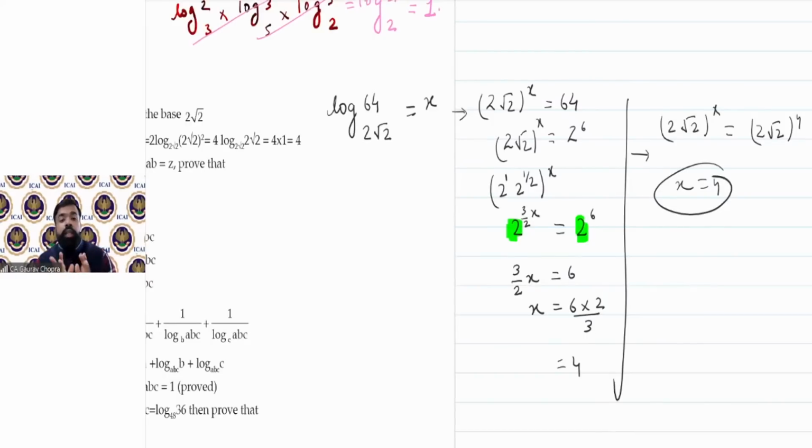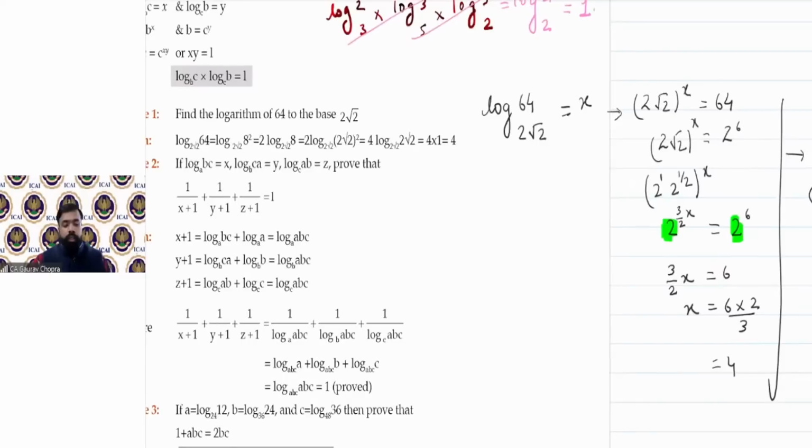So you can solve it in any manner. The important thing is your oral calculation must be good. Your oral or fast calculation must be there. Then only you will be able to do such things very fast. So here the result is 4.